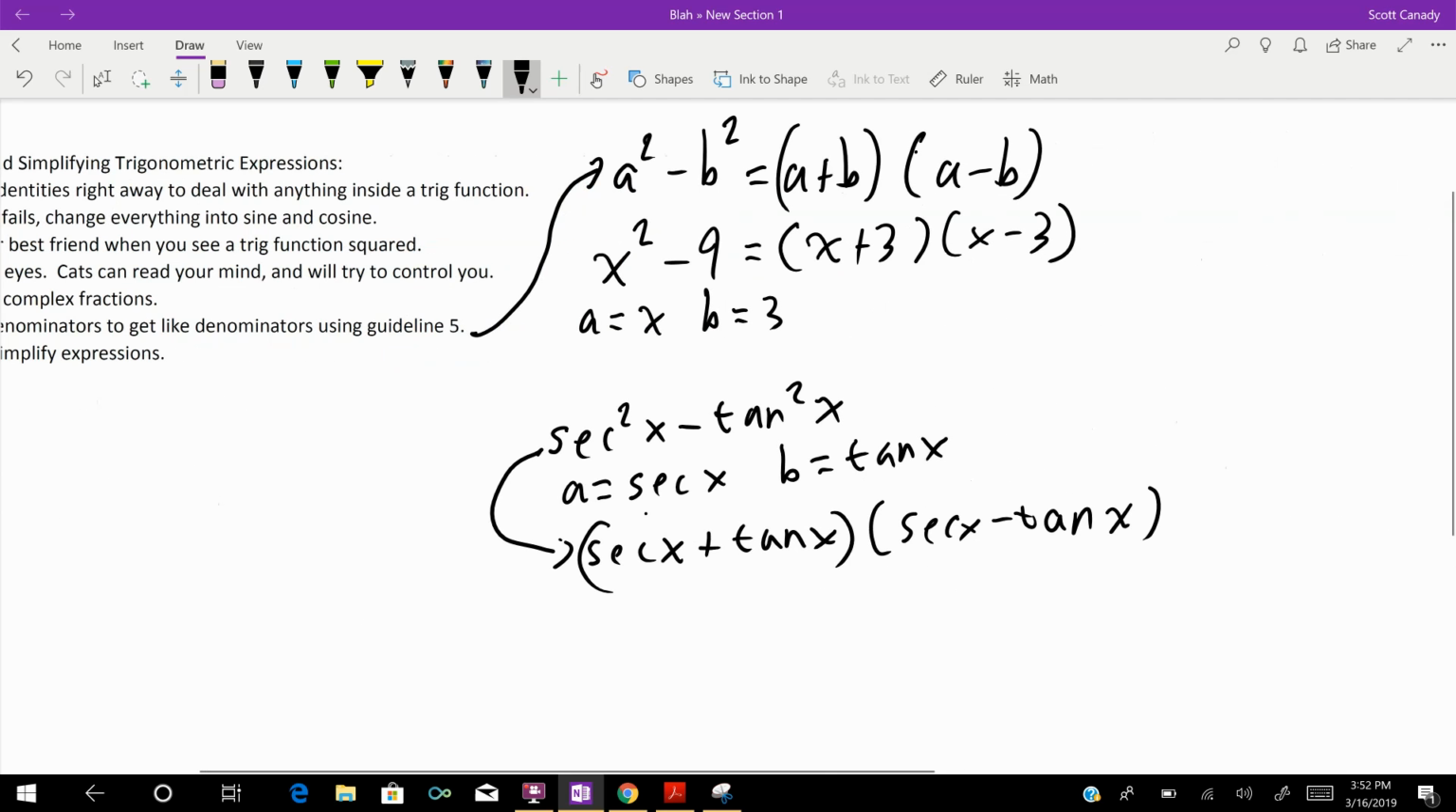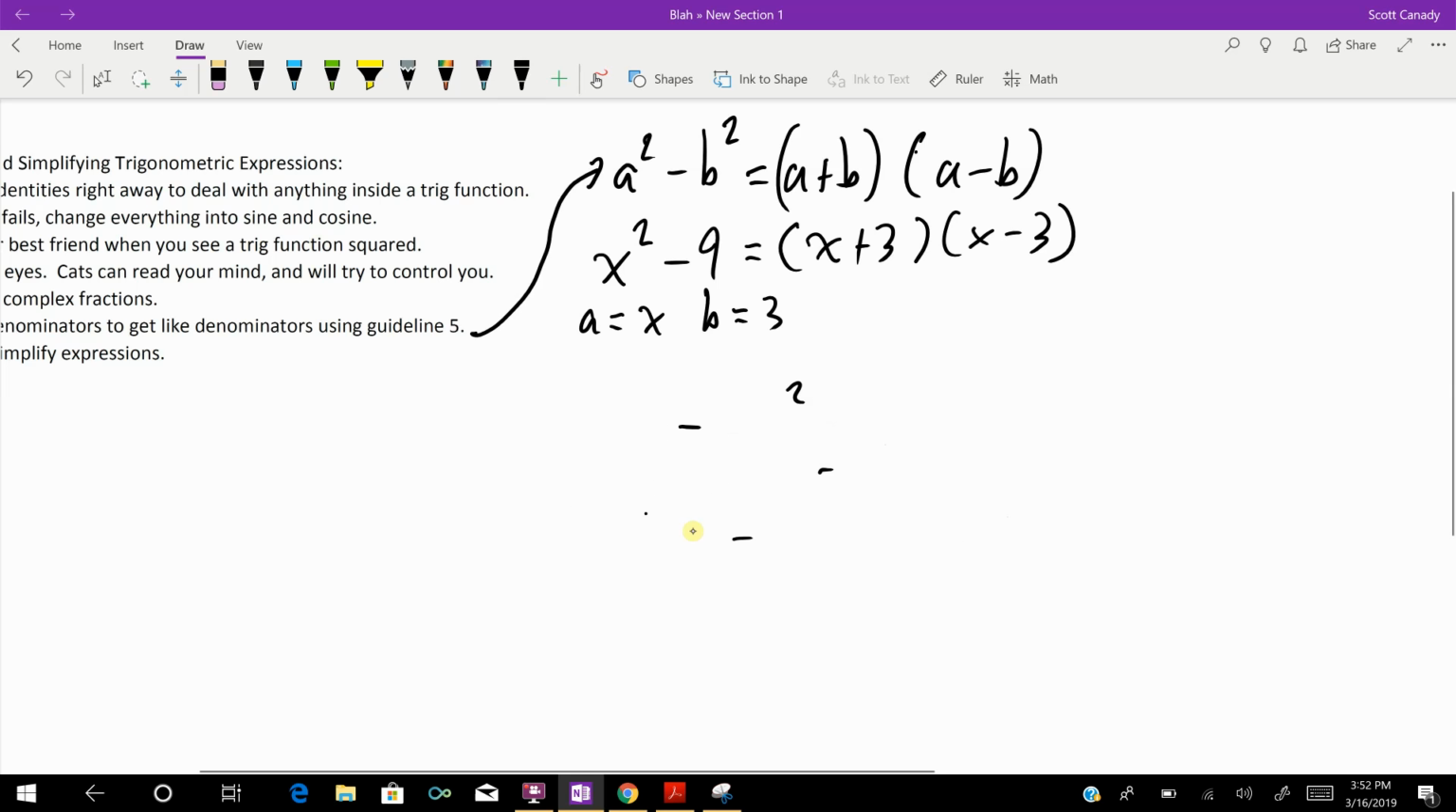Let's do another one. I'm going to go ahead and erase these, so if you need to take a look at them, please pause this. Well, let's take a look at another trigonometric example. I'm going to leave that algebraic example up there for you to look at. But what if I had something like 1 minus cosine squared x?